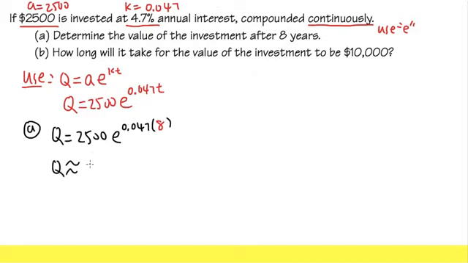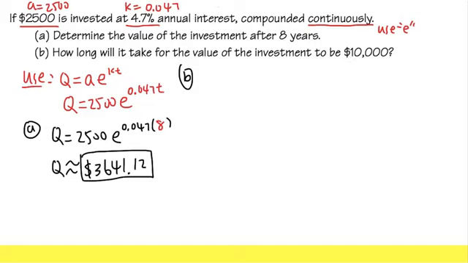All right, we get approximately, well, let's put on a dollar sign first. $3,641.12. Right here, $0.12, so 12 cents, like this, right? That's part A. Now, let's see part B. How long will it take for the value of the investment to be $10,000?